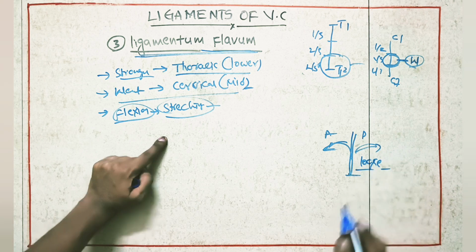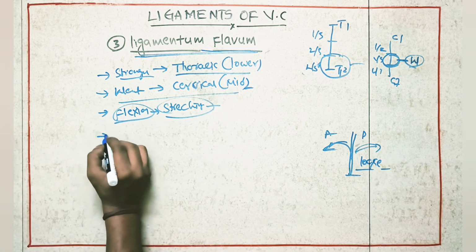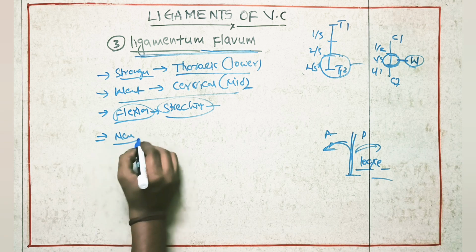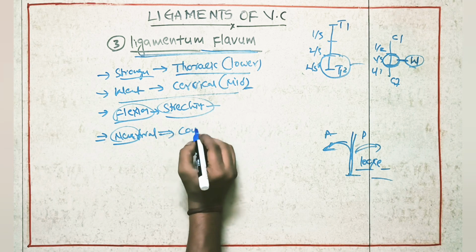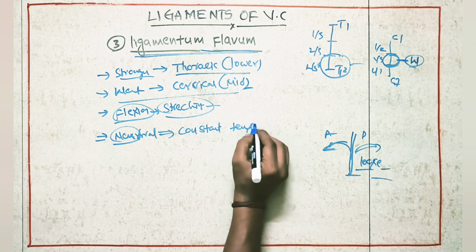Even though it is stretching in flexion, if we do extension, the ligament will be loose. And if the patient is in neutral, meaning no movement, the ligament will always be under constant tension. It will maintain a constant tension always.